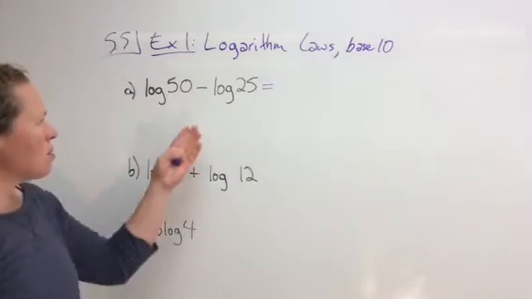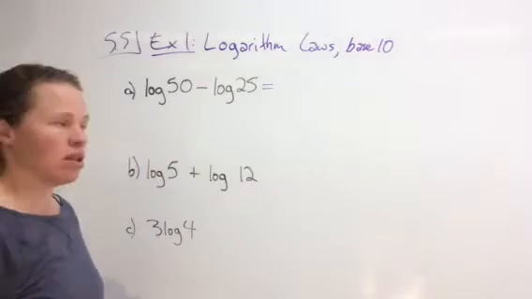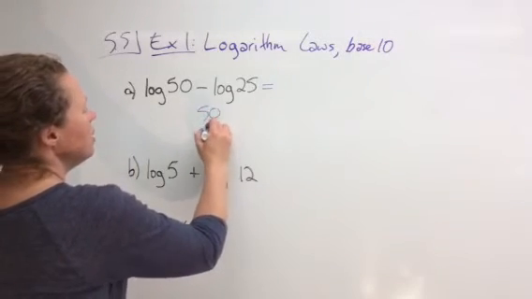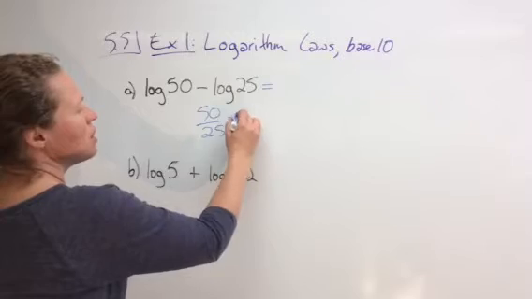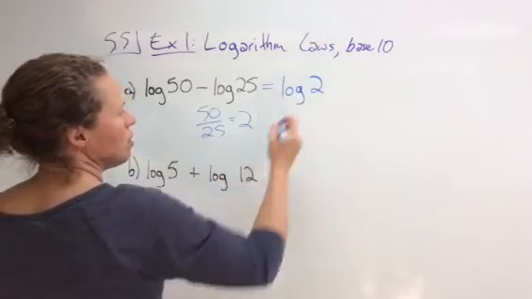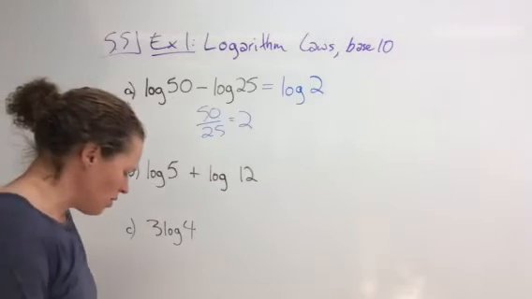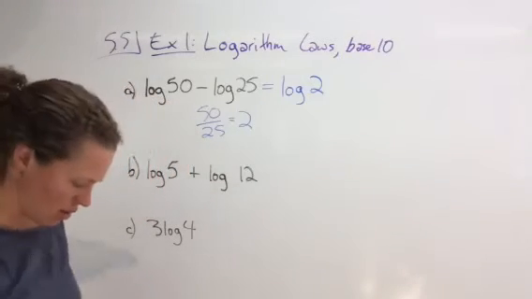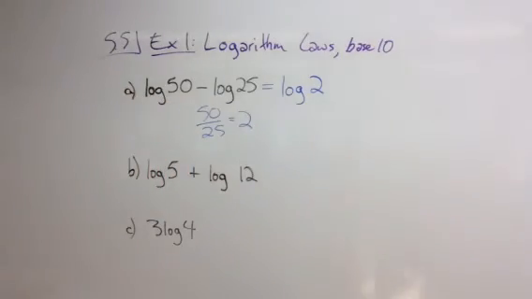Now, the rule for subtraction is division. So we're going to go 50 divided by 25, which gets us 2. So the answer here is going to be log 2. And what they want us to do is verify that in our calculators. So we're going to use our calculators. And I'm not going to do this for everyone, but I'll do it for the first one.